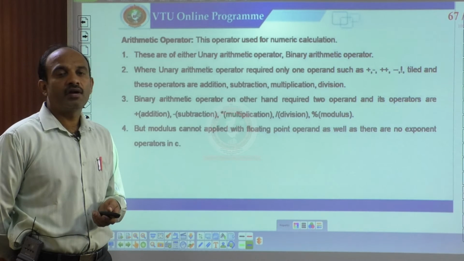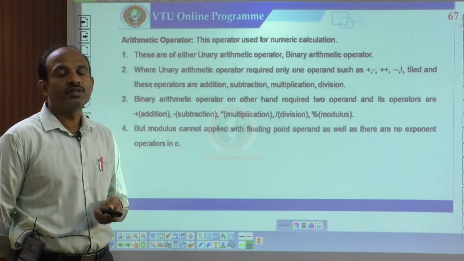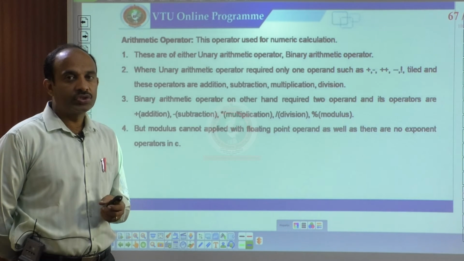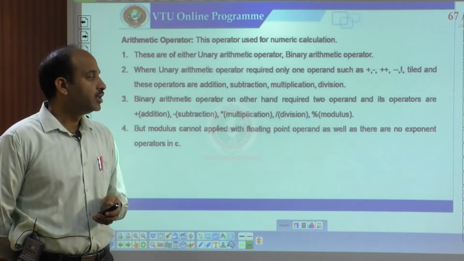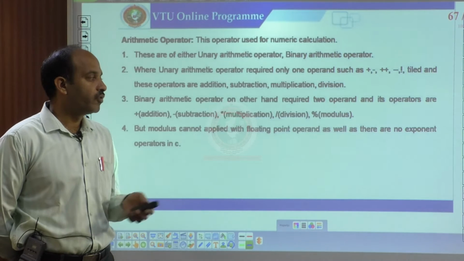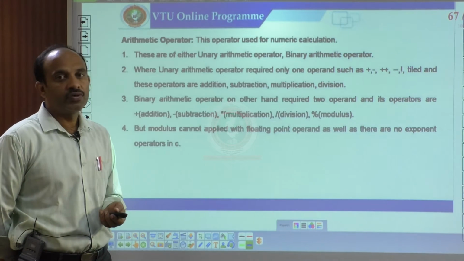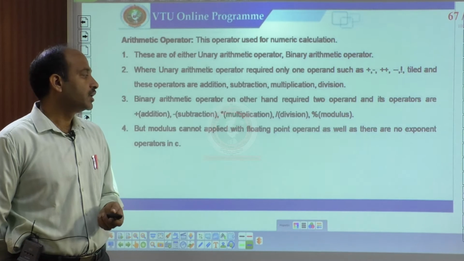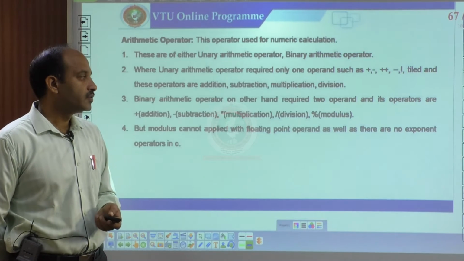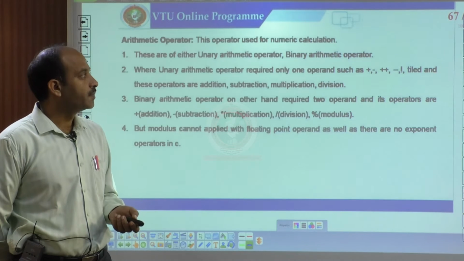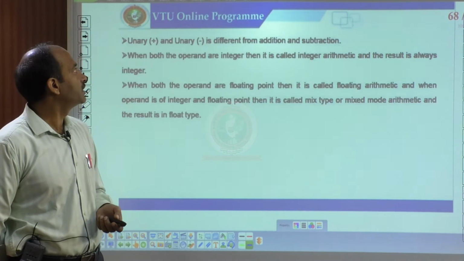But modulus cannot be applied with floating point operands. We need to make sure that whenever you pass an operand, especially for modulus, your operand should not have a floating value, otherwise modulus cannot be applied. There is no exponential operator in C. These are about arithmetic operators.